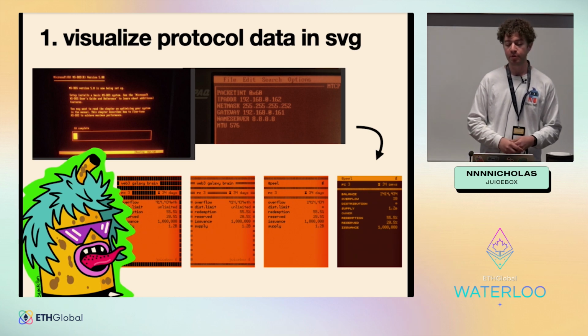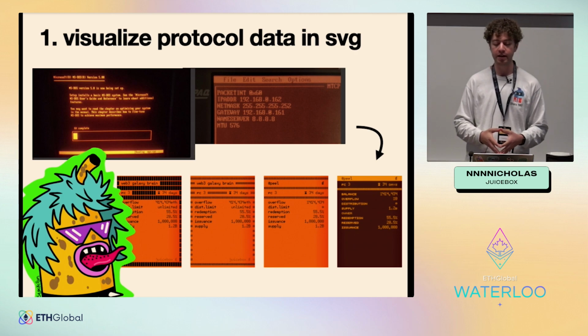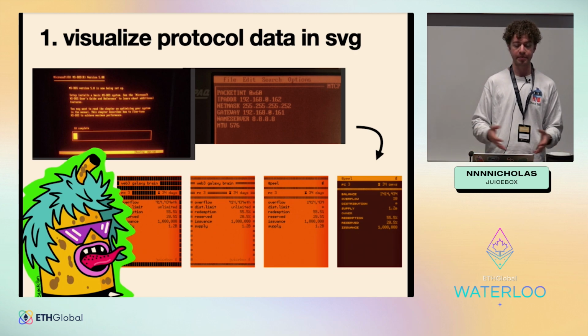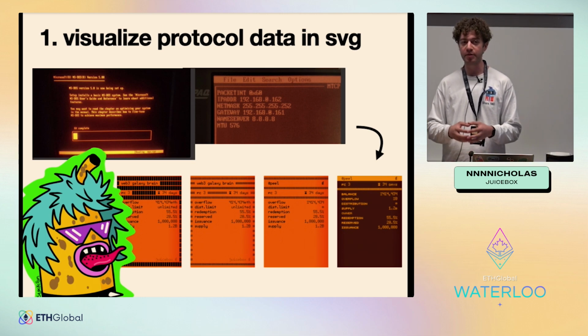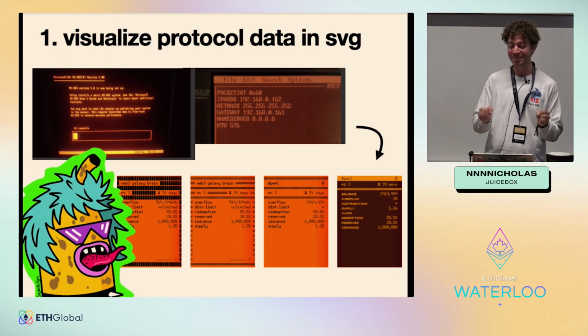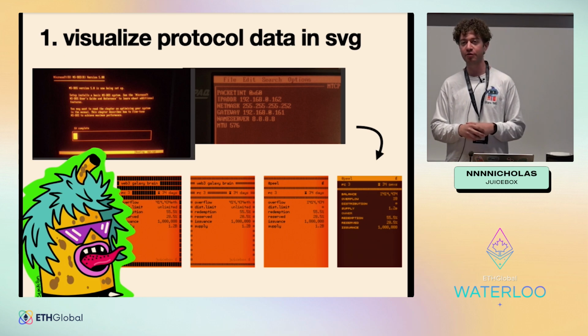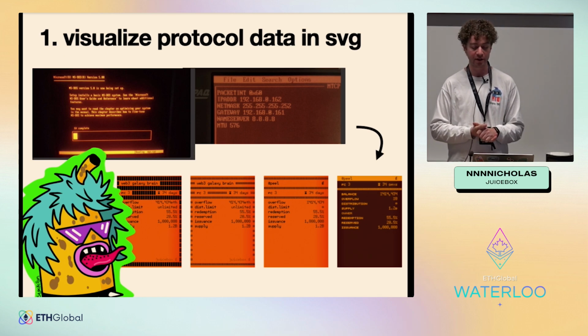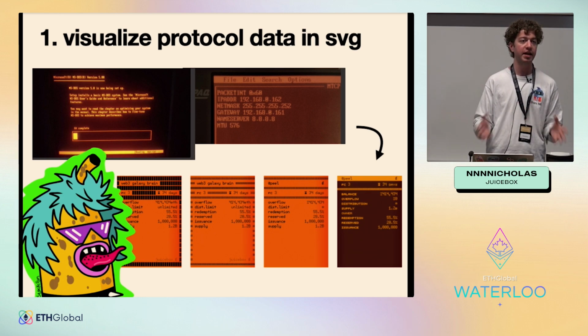So the first step in this project was to visualize the protocol's data in an SVG. And I began with the aesthetic question of what should these things look like. So I sought to take aesthetic inspiration from these very exciting, enigmatic, old school CRT CLI interfaces with this orange glowing feel to them. And I took that inspiration into Figma, where I designed an SVG.